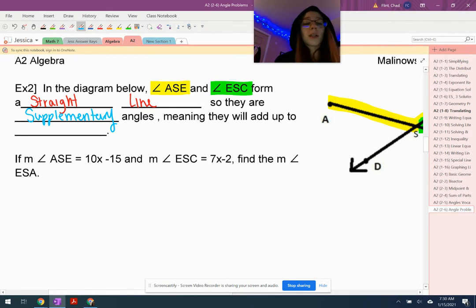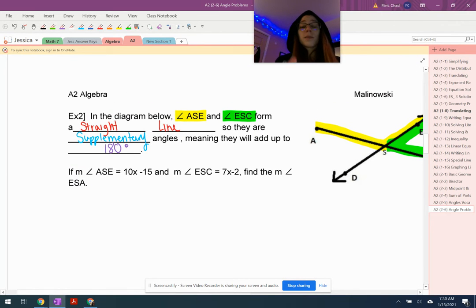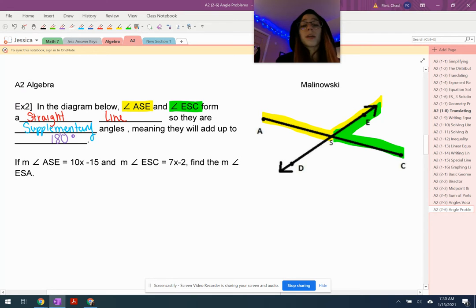Supplementary angles, meaning that they will add up to 180 degrees. So this is me breaking this down for you. Eventually, you're going to have to look at this problem and be able to figure out on your own that they form a straight line, which makes them supplementary, which means that they add to 180 degrees. I'm not going to walk you through that with fill in the blanks anymore. Well, eventually.